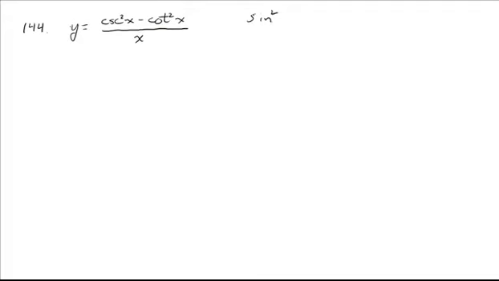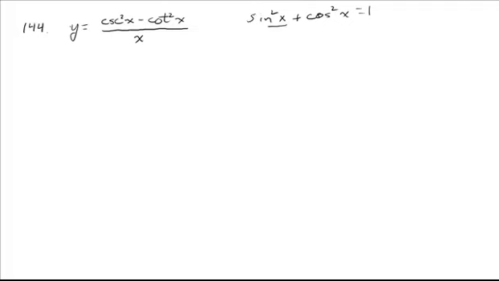Sine squared x plus cosine squared x equals 1 is our most basic one. And so what I would recognize in here is there's cotangent, which is cosine over sine. And cosecant is 1 over sine.